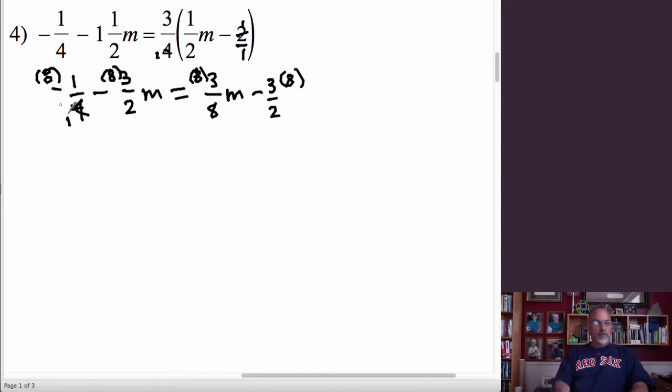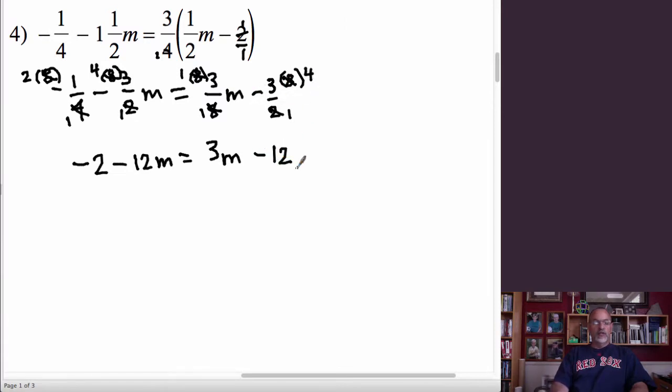4 is divisible by 4, 8 is divisible by 4, leaving me 2 times 1, which is 2. 2 is divisible by 2, 8 is divisible by 2, leaving me 4 times 3, which is 12. 8 is divisible by 8, and 8 is divisible by 8, leaving me 1 times 3. And the 2 is divisible by 2, this 8 is divisible by 2, leaving me 3 times 4, which is 12. So again, you can see all of the fractions have nicely been eliminated, and so we can go the rest of the way without having to worry about fractions.